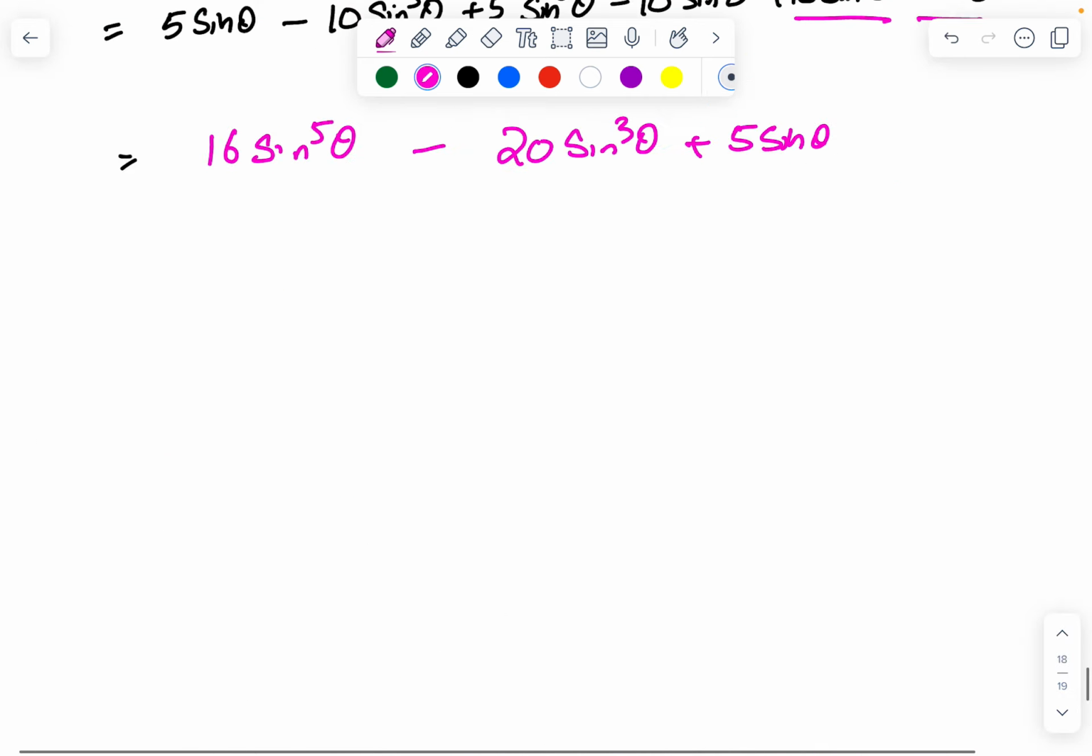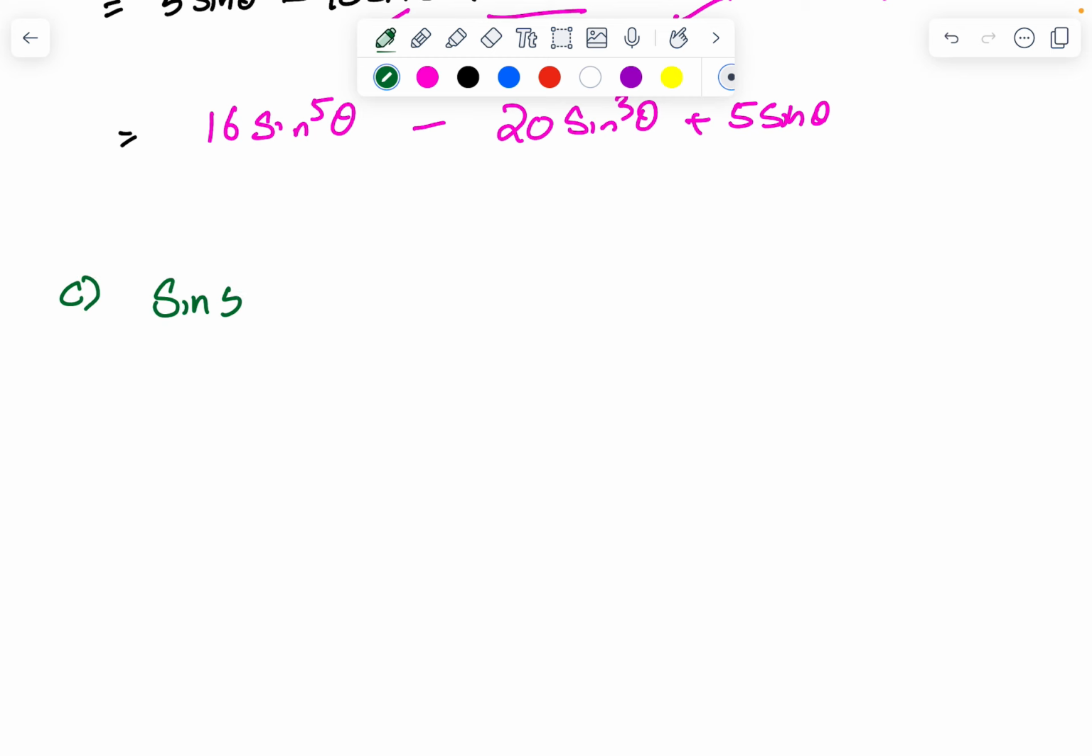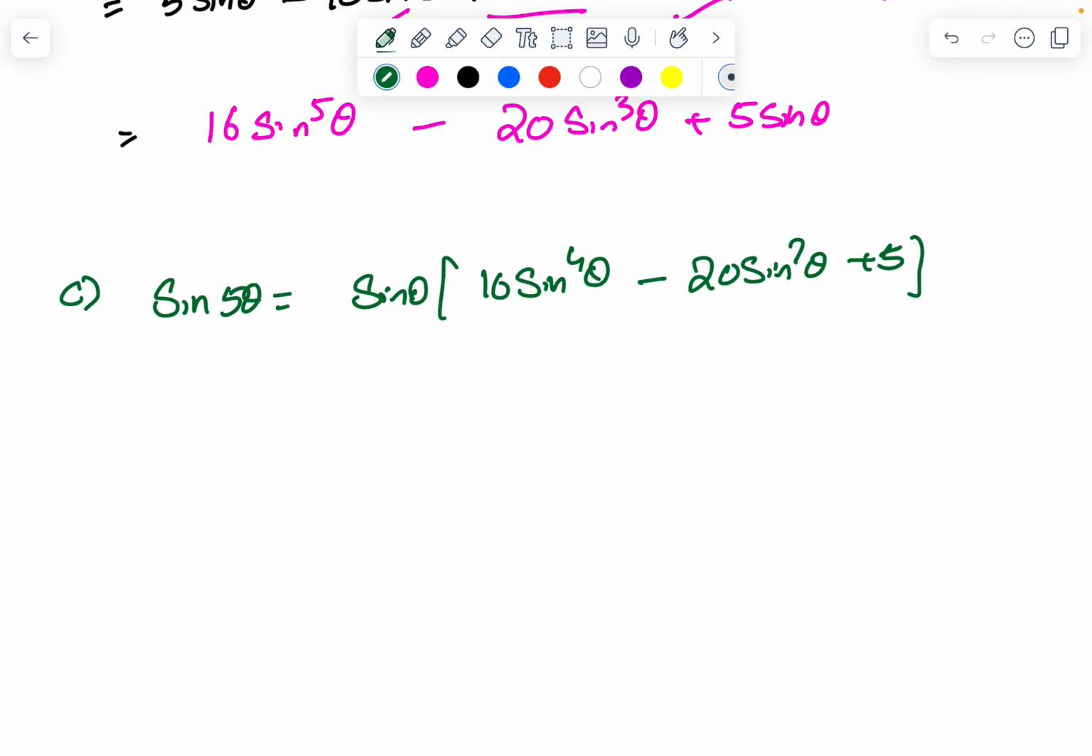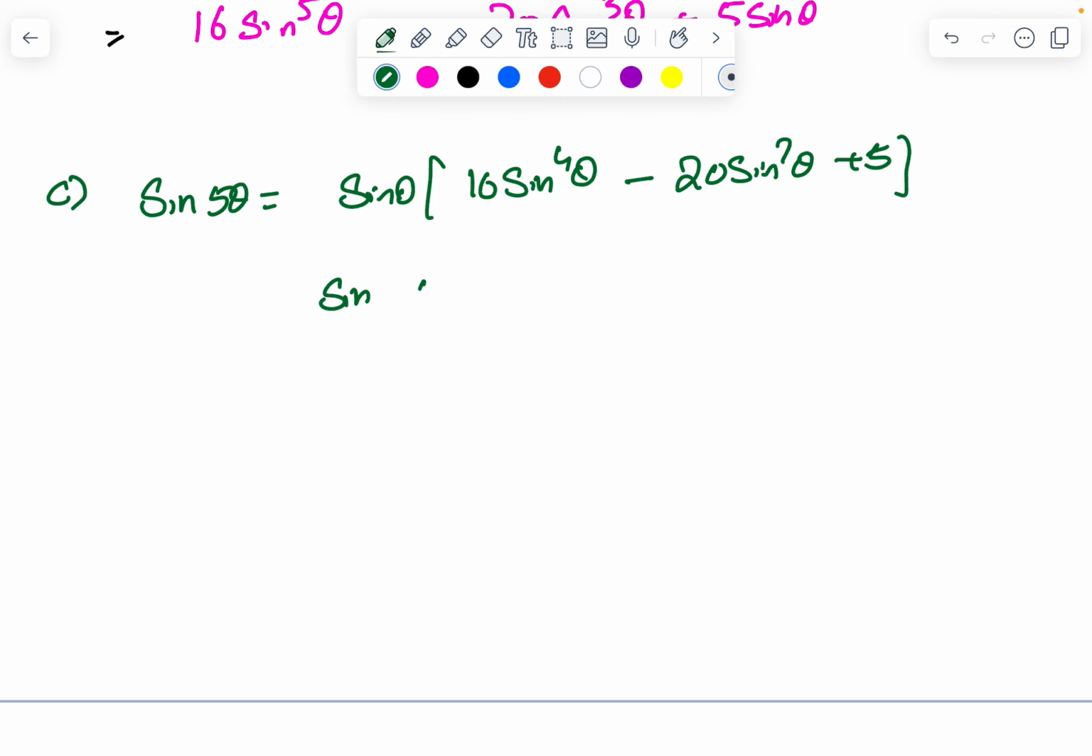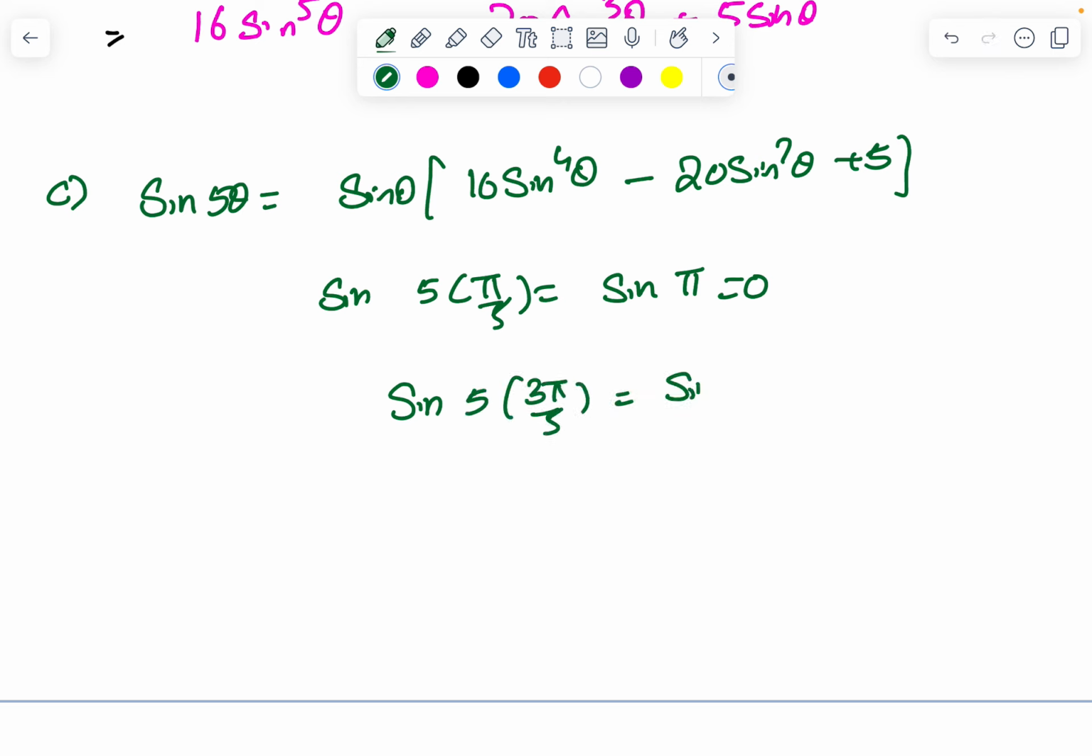So I am going to factorize it out. Sine 5 theta equals sine theta times 16 sine to the power of 4 theta minus 20 sine square theta plus 5. Now we know that sine 5 times pi by 5 equals 0. Why? It equals sine pi, and sine pi is going to be 0. And sine of 5 times 3 pi by 5 equals sine 3 pi. Sine 3 pi is also going to be 0.